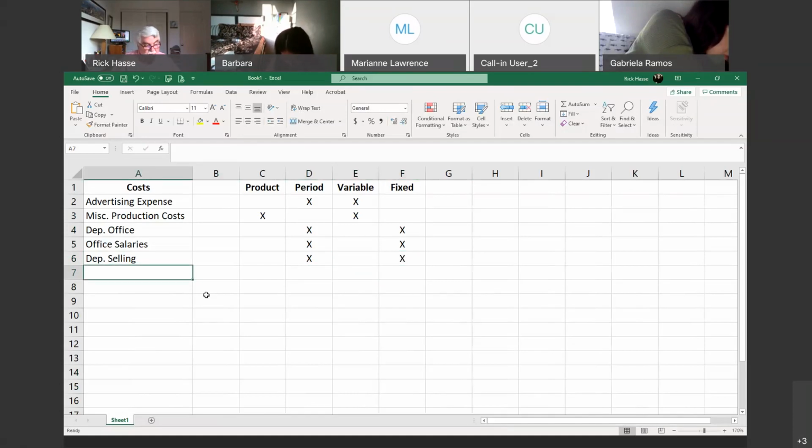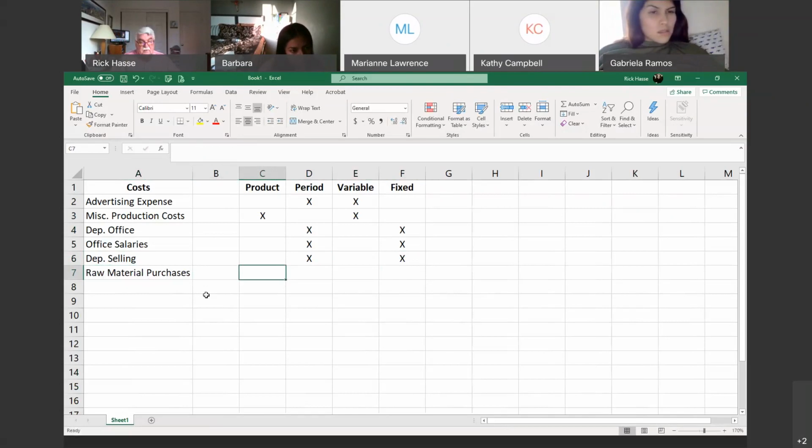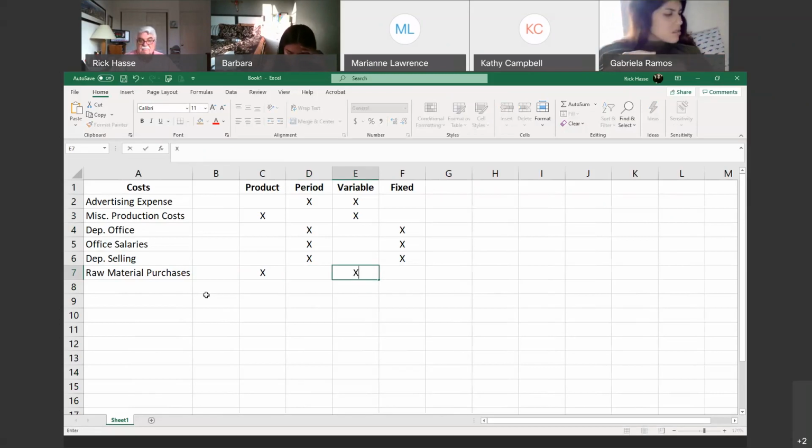All right, let's do the next one. Raw material purchases. That's a product, right? Product cost. Very good. Variable or fixed? I believe that's variable. Well, raw material means if we want to produce more, we're going to buy more. If we want to produce less, we're going to buy less. So it's a variable cost. Okay. Good way to go.